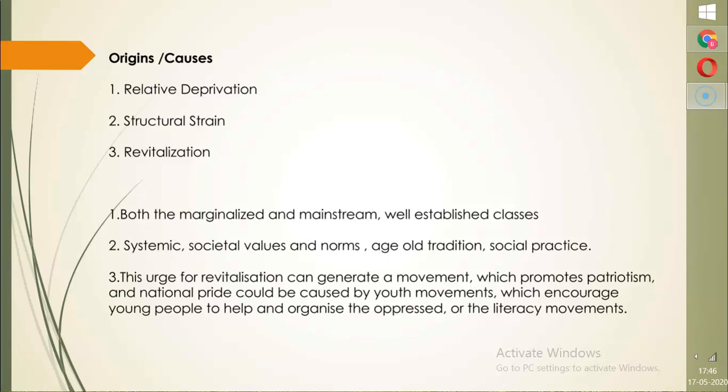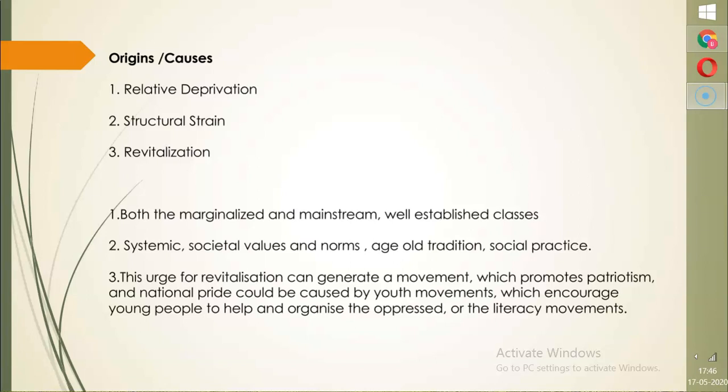The third thing is revitalization. Revitalization is the consequence of the first two causes, relative deprivation and structural strain. And the urge for revitalization can generate a movement. Revitalization means revitalizing the system or revitalizing the old order. So these are the basic causes: relative deprivation, structural strain, revitalization.